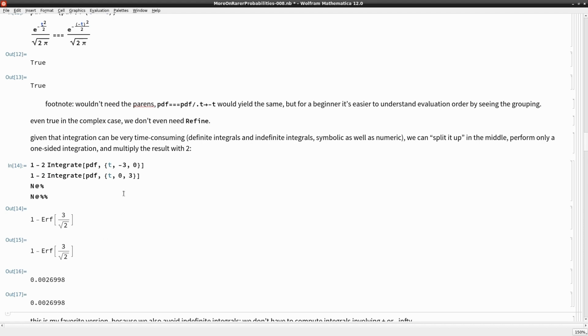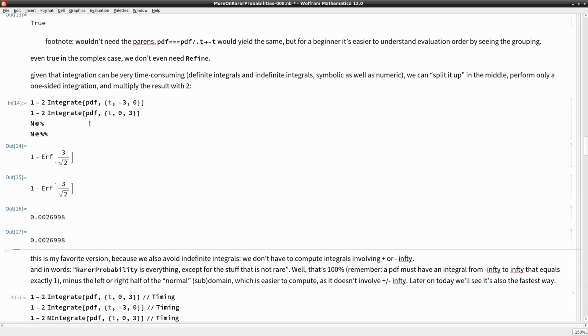So we have really sped up the computation by 2. And you see that we're getting the same results. And this particular version is my favorite version because we also avoid the indefinite integrals, right?